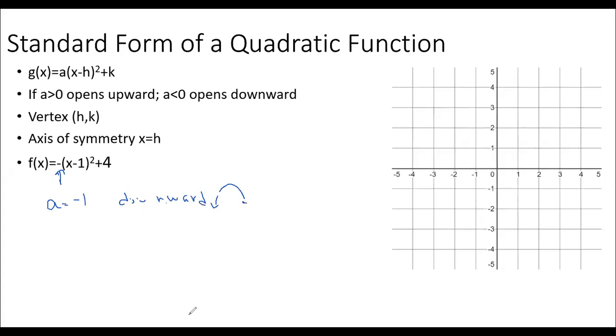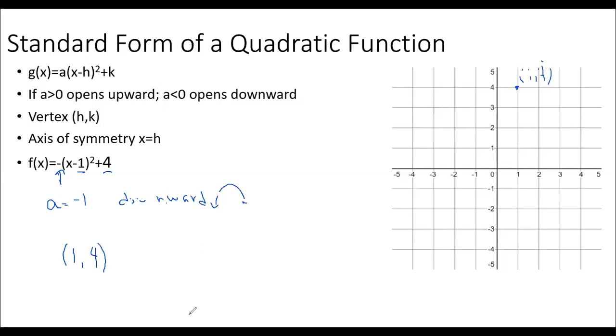So we have a vertex of (h, k). Well, this is x minus h. Well, h is 1. And plus k, k is 4. So we have a vertex at (1, 4). And I'm just going to plot this over here already. Here's our vertex at (1, 4).